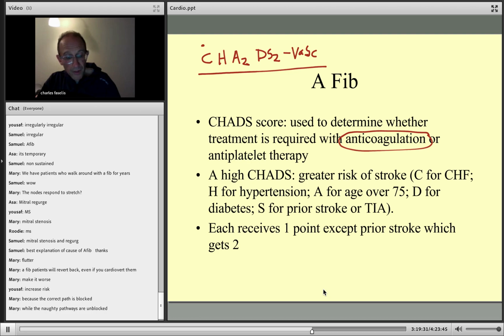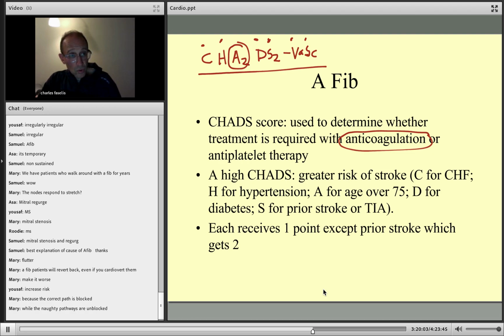C is for heart failure. H is for hypertension. All this stuff gets 1 point. A2 is age 75 or over. That gets 2 points. So there's something up with the aging heart that puts people at risk for thromboembolic disease. Diabetes gets 1, right? Prior stroke gets 2. Vascular disease gets 1. And sex, female sex, gets 1.